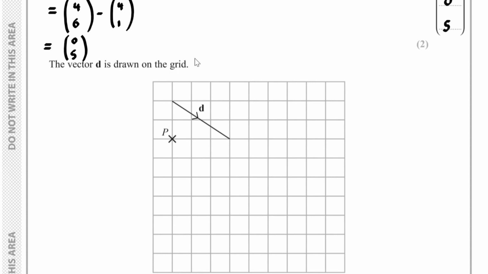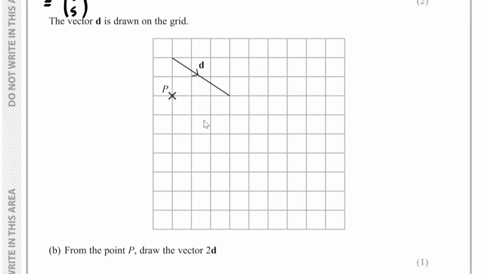Part D, the vector D is drawn on the grid. From the point P, we have to draw the vector 2D. Well, if I've got the vector D over here, what I need is a vector that's twice that, like this vector over here. So here you can see the vector 2D. Typically what we'll do instead is we'll use a single arrow, such as what we see here. We have shown the vector 2D.